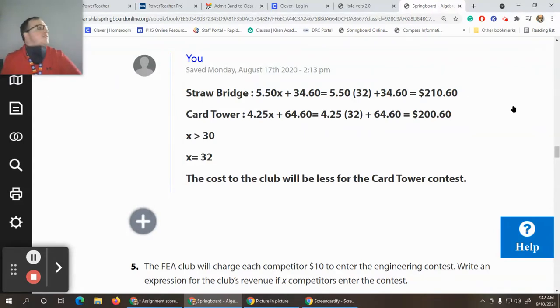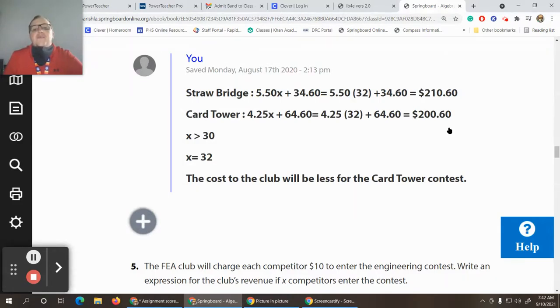Why are we using 32? Because it's more than 30, and they said they'd have more than 30 competitors. Very good. So we need to use a number that's more than 30. Could we have used 31? Mm-hmm. Could we have used 50? Yeah. Could we use 6? No. Very good. All right, so we're using 32.